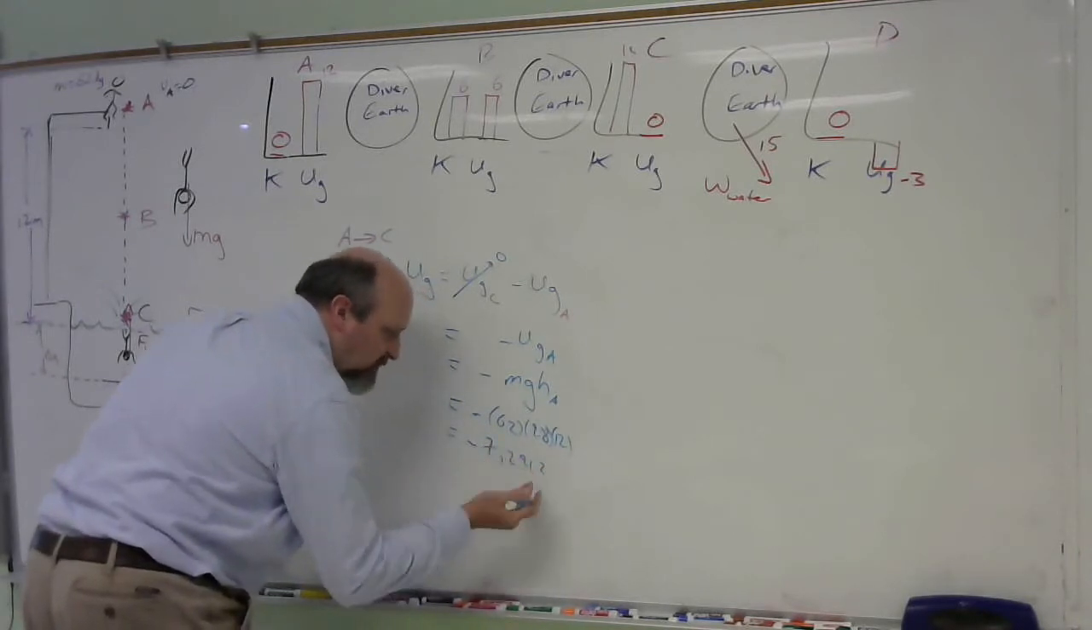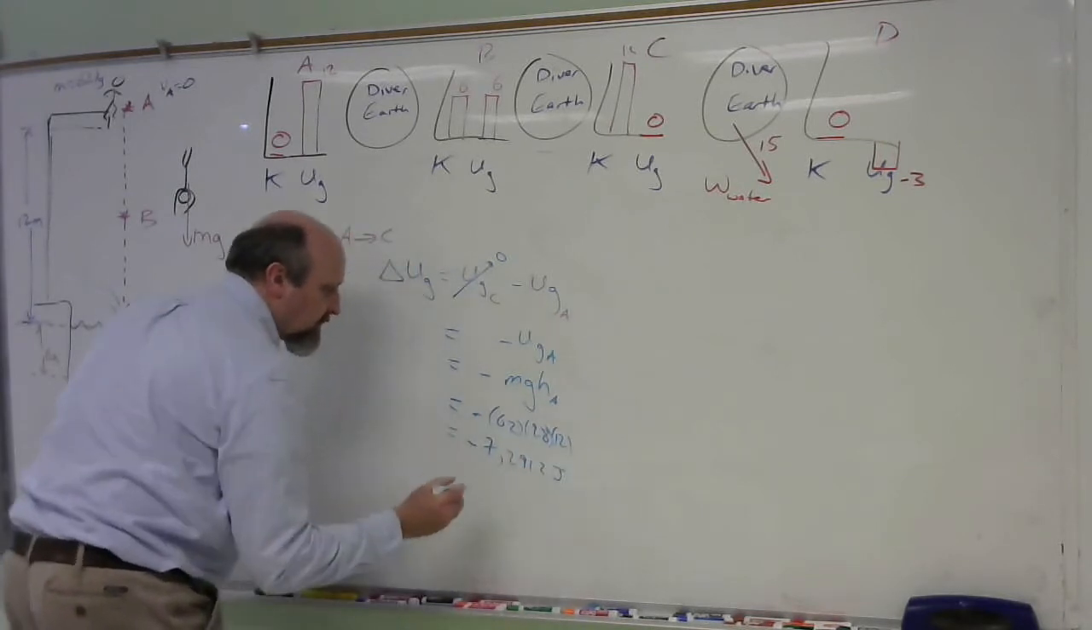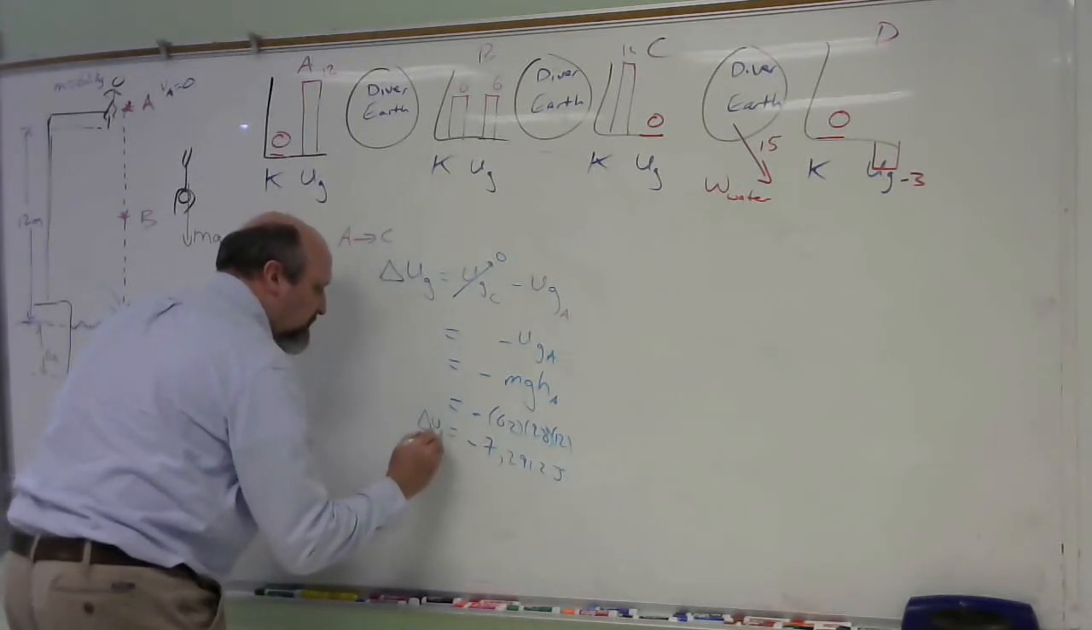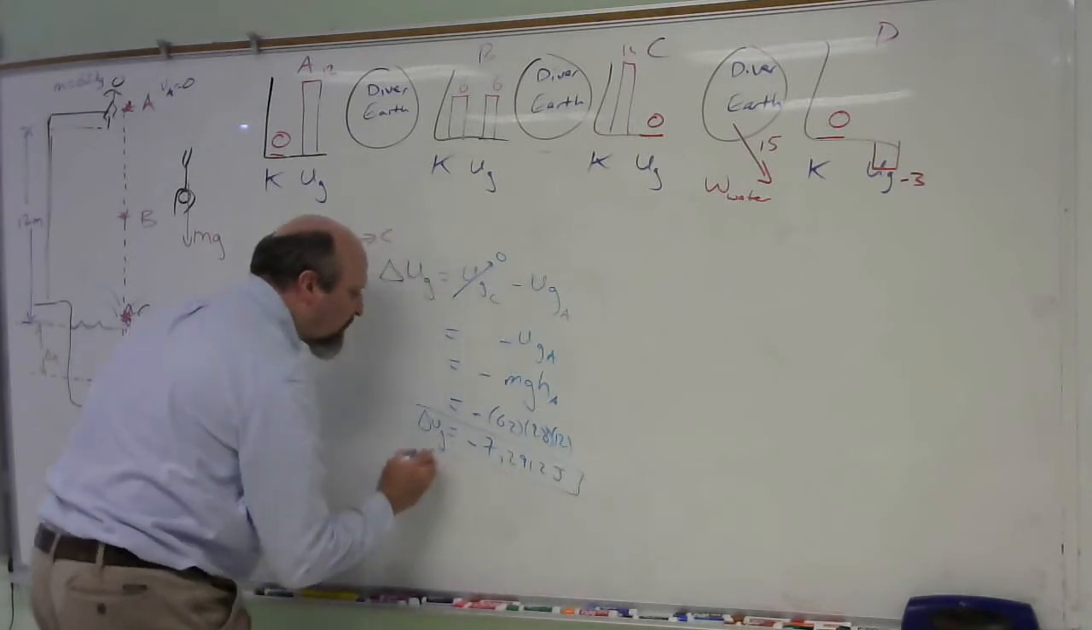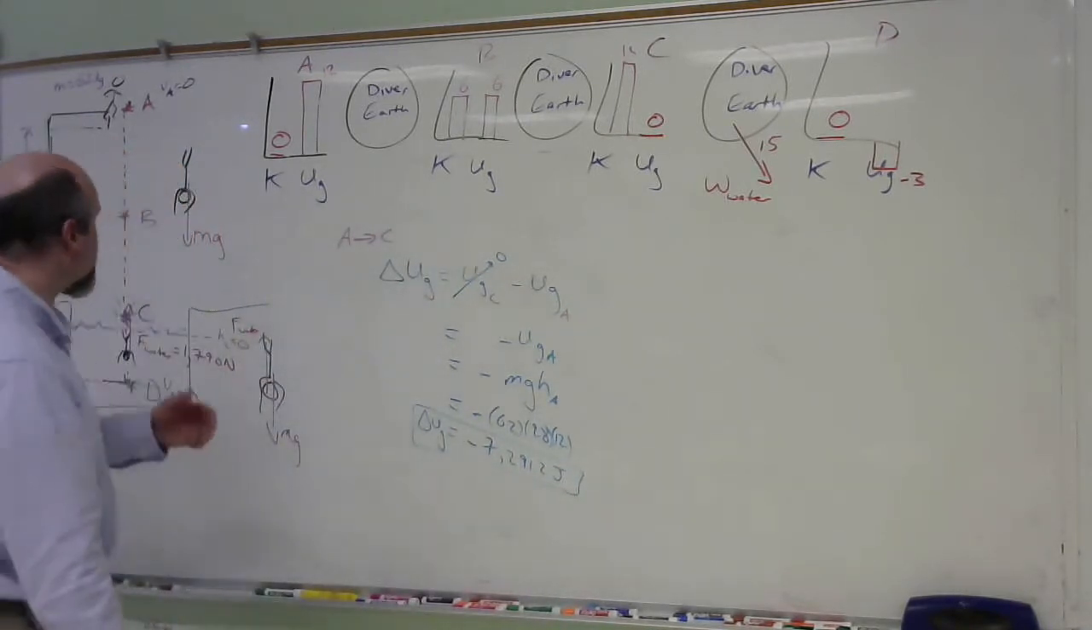7,291.2. And our units for energy are going to be joules. So there we go. This is the change in gravitational potential energy. Our system lost a little over 7,000 joules of energy. Well, that makes sense.